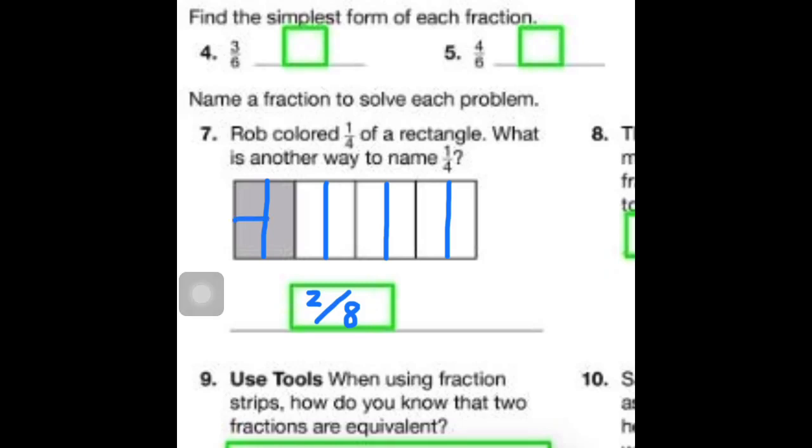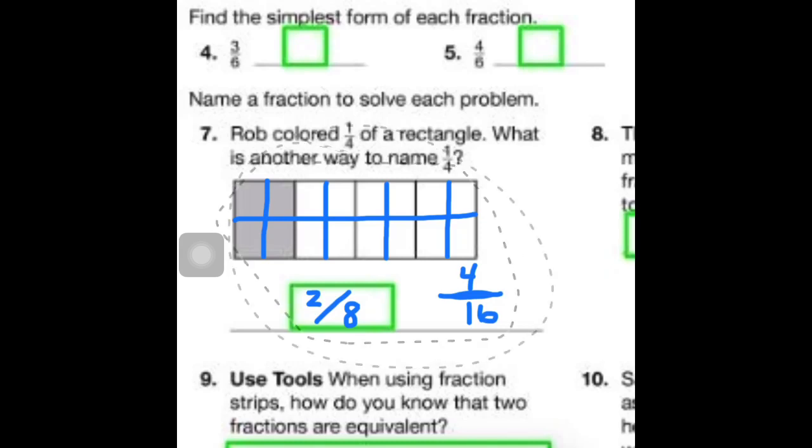You can get really crazy with it and do this. Oh my gosh, I'm going to blow your mind. Look at that. 1, 2, 3, 4, 5, 6, 7, 8, 9, 10, 11, 12, 13, 14, 15, 16. I went to 16ths, ladies and gentlemen. Oh, yes, I did. And now it has 1, 2, 3, 4. 4/16 is also a way of doing it, but I'm assuming you probably did the 2/8, right?